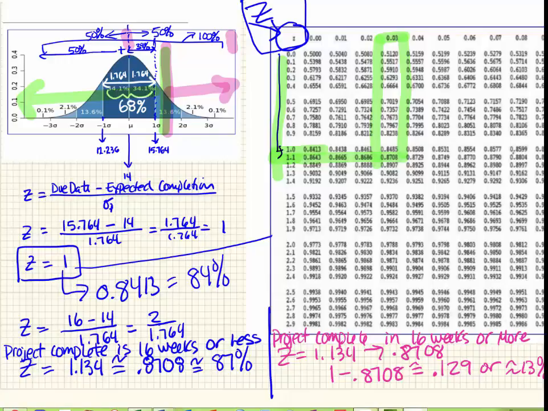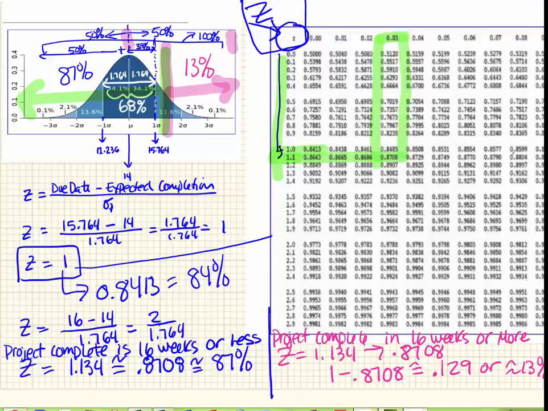So it's about a 13% chance that the project would finish in 16 weeks or more, while it's about an 87% chance it would finish in 16 weeks or less. So we're going to write in here 13%, and over here we're going to write in blue 87%.